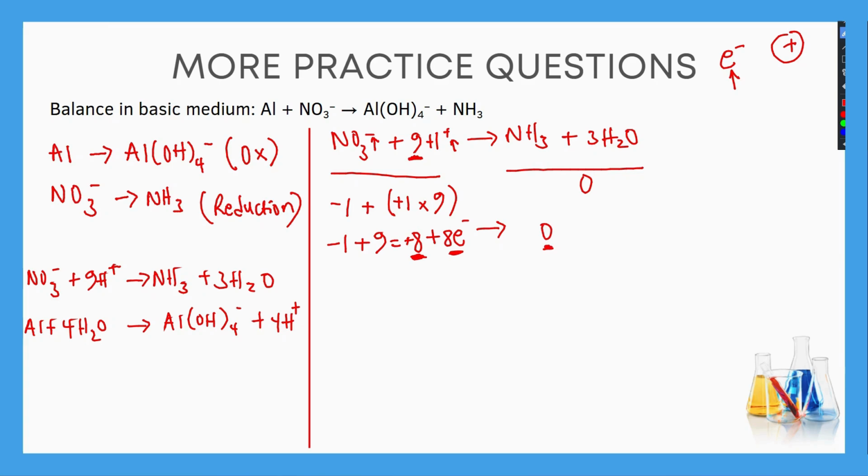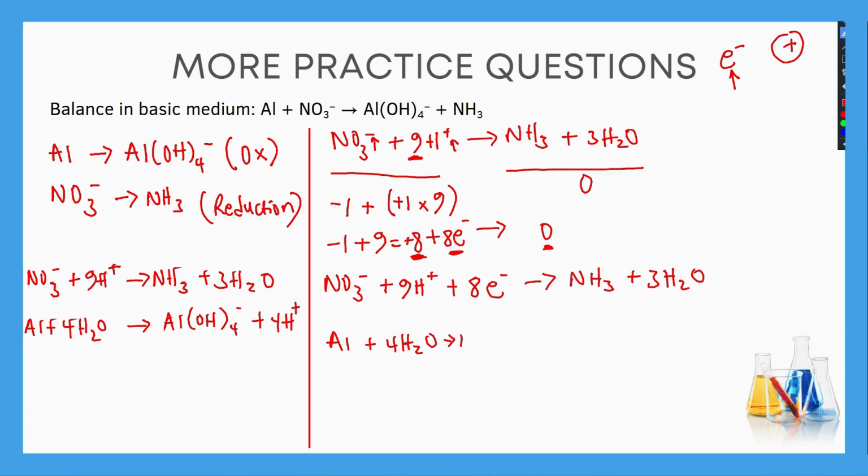So therefore, the new equation now becomes NO₃⁻ + 9H⁺ + 8e⁻ (the 8 electrons that we just added) → NH₃ + 3H₂O. Now that we have done that, the second equation: we have Al + 4H₂O giving us Al(OH)₄⁻ + 4H⁺.